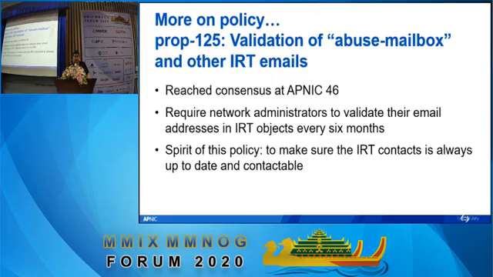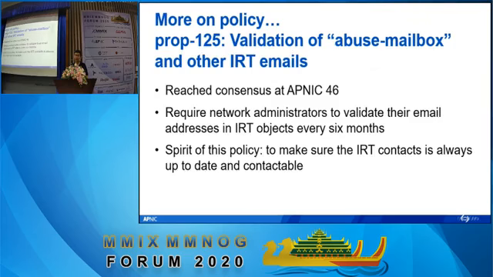I would also like to talk to you about another policy that reached consensus earlier, at APNIC 46, which is policy Prop 125, validation of abuse mailbox and other IRT emails. This policy says the author wanted network administrators to validate their email address and make sure that it is correct every 6 months. As an APNIC member, you might have noticed we have implemented this in MyAPNIC.